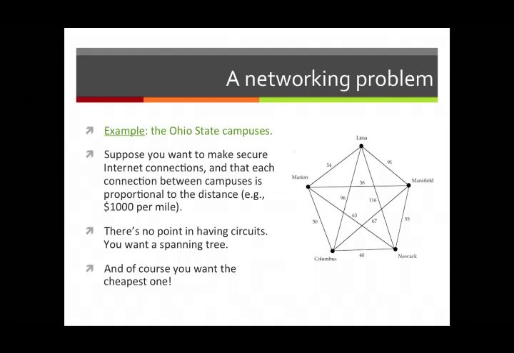Now, there's no point in having circuits. You see, what you want is you want a spanning tree. You want people in every campus to be able to communicate with people in every other campus, but you don't care whether those communications are routed through another campus. So, for example, we don't necessarily have to have that edge, which would look rather expensive, between Lima and Newark, if they could communicate by sending messages via some of the other campuses, right? Lima to Marion to Columbus to Newark would be perfectly okay. These messages travel at the speed of light, so nobody really cares that they have to go that extra distance.